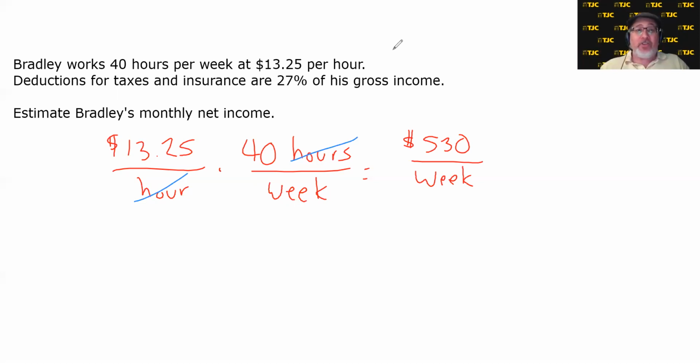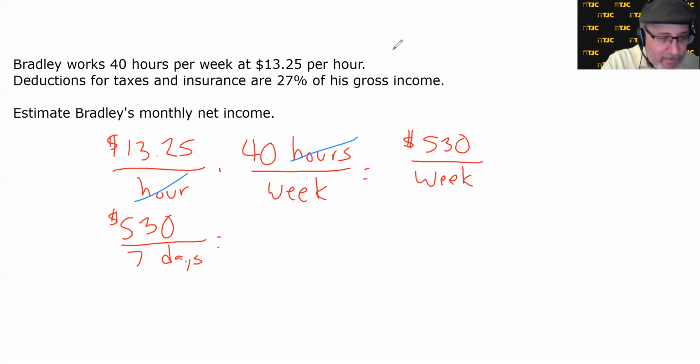Now at this point, we can either deduct the 27% and then scale it to a month. We're gonna go weeks to days to years to months again, because we're gonna use the exact conversions. Or we can take out the 27% now. The 27% is gonna invoke some decimals, so I'm gonna save that. Let's see if we can take his weekly pay and turn it into a monthly pay the same way we did before. For $530 per week, if we want to take that down to a daily, we would divide it by 7. 530 divided by 7 means that he is making $75.71 per day.